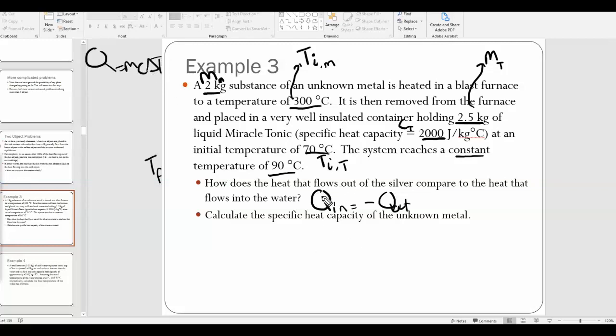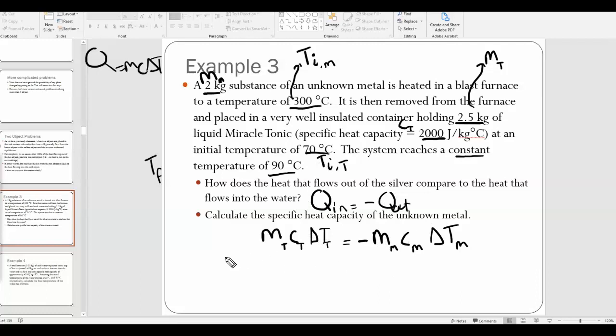So on the left side, the heat's going into the miracle tonic. And so on the left side, I'm going to write Q in, I'm going to write mT cT delta T of the tonic. And on the right side, Q out, I'm going to write minus, and then heat's coming out of the metal, so that's going to be the mass of the metal times the specific heat capacity of the metal times delta T of the metal. Now the question asked me to find the specific heat capacity of the metal, and it looks way worse than it is because most of these values I actually have.